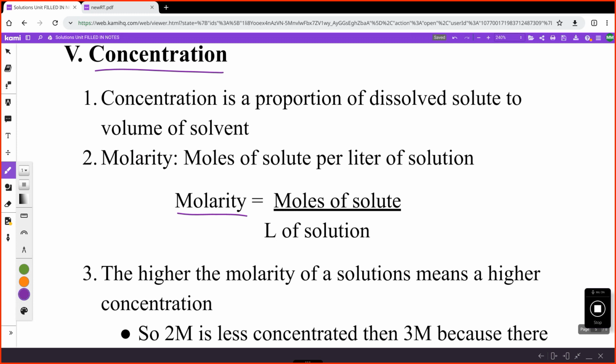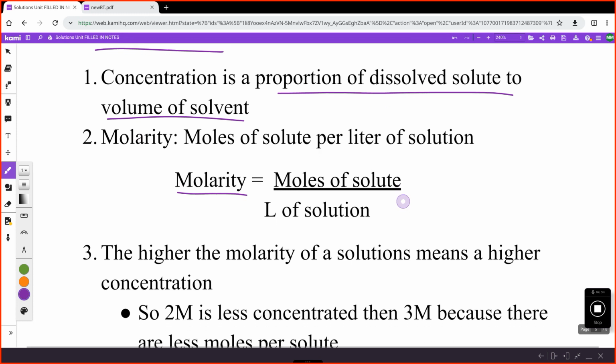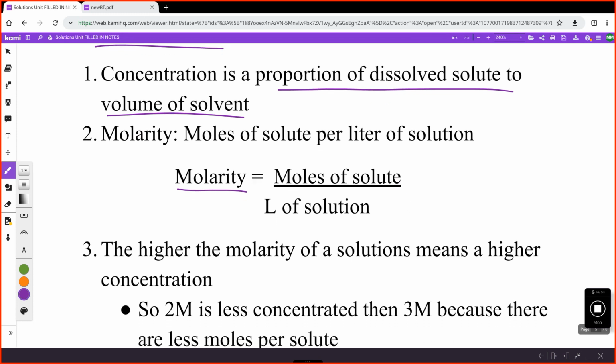But let's just start with the broad picture here. Concentration is a proportion of the amount of stuff dissolved to the amount of stuff that it is dissolved into. So it's a ratio. How much stuff, solute, is in how much stuff, solvent, water. So what we do here for the Regents is we use the molarity formula.